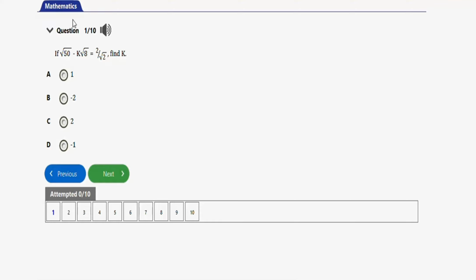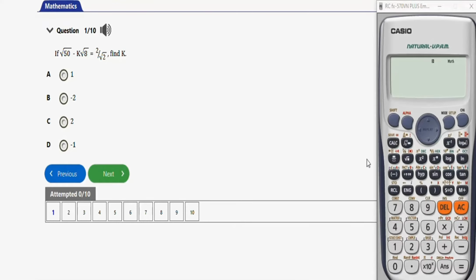So let's begin with question 1. It says, if root 50 minus k root 8 equals 2 over root 2, find k. So let's bring a calculator now and solve this question. So this is the calculator as usual. The first thing to do will be to reset. Press shift 9, full instructions, press equal to and press equal to again. Alright, so we are good to go.